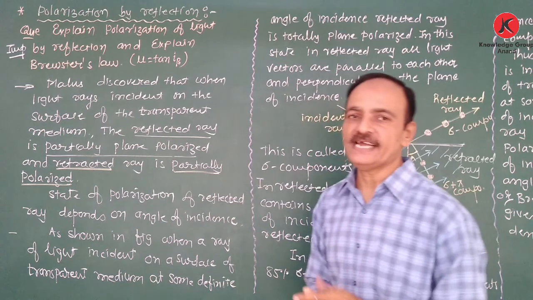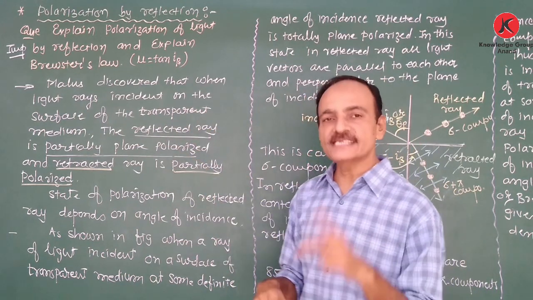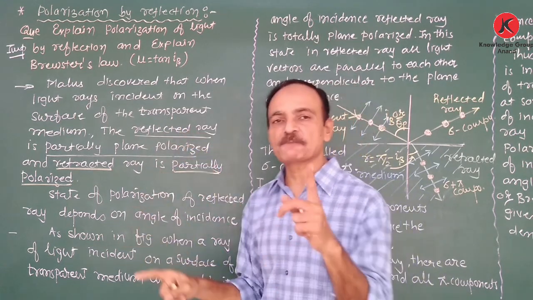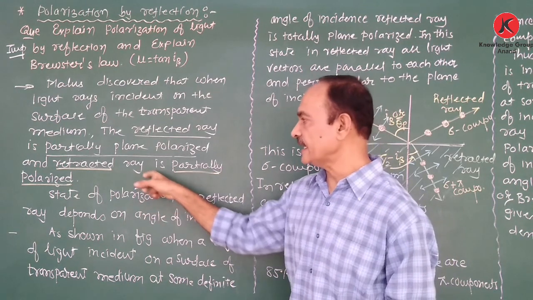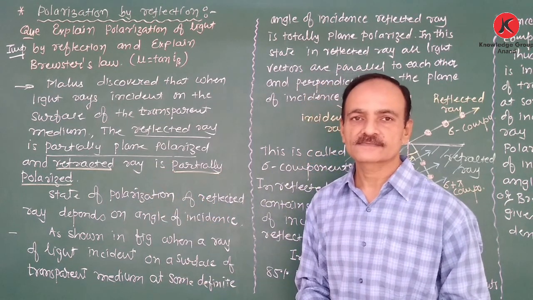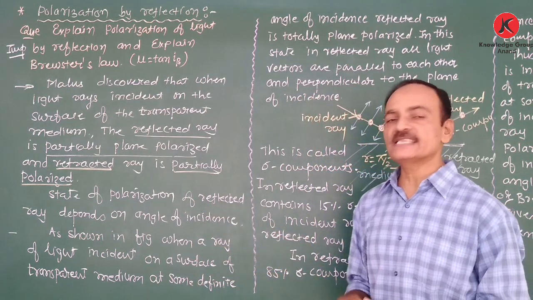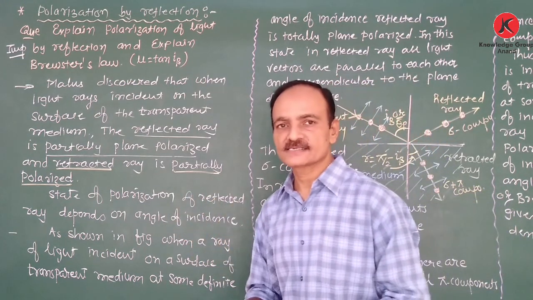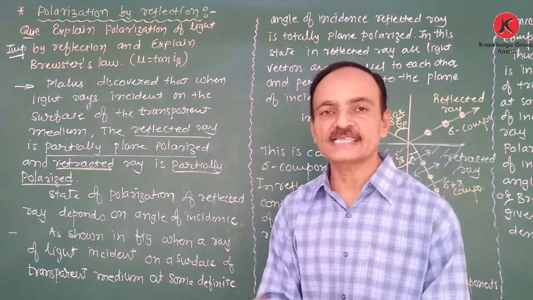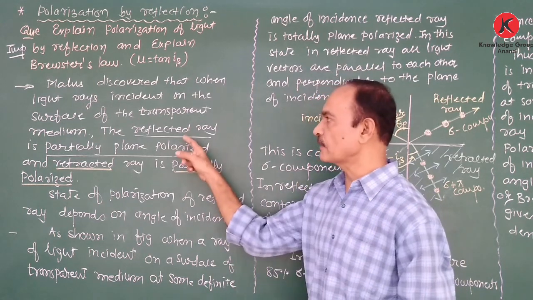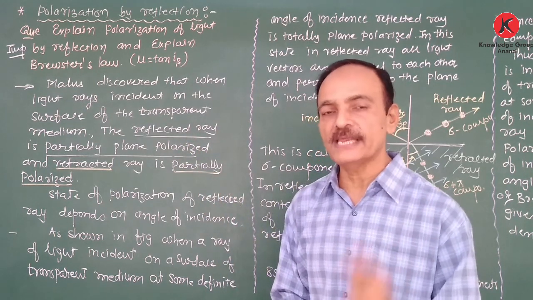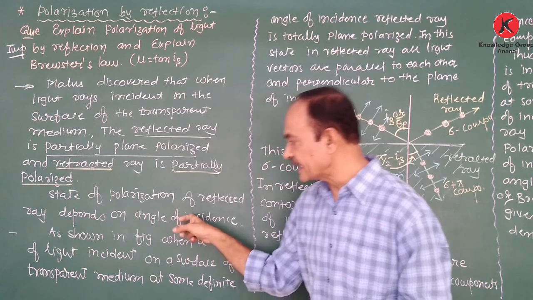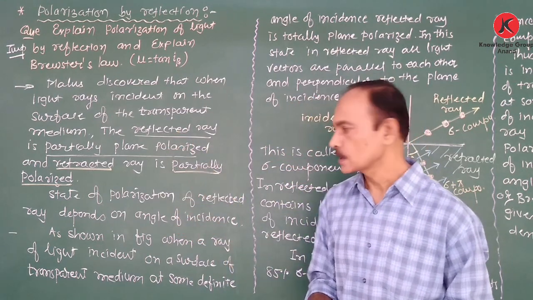Again, Malus discovered that when a ray of light is incident on the surface of a transparent medium, the reflected ray is partially plane polarized. Now, the state of polarization of the reflected ray depends on the angle of incidence. Not for all angles of incidence is the reflected ray partially plane polarized; this phenomenon is obtained only for a definite angle of incidence.